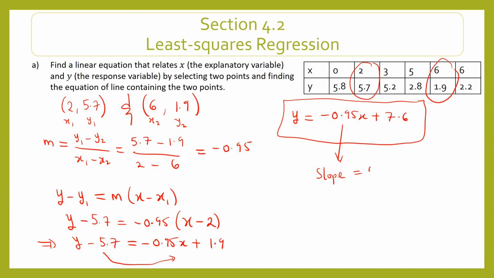Slope is minus 0.95, and the y-intercept will be 7.6. All right, that is what we want to see first.